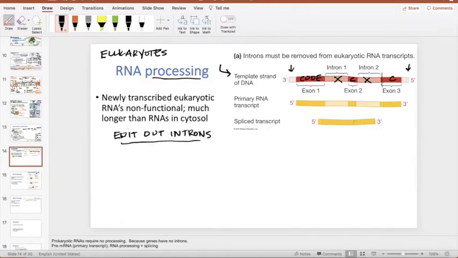The way that we figured out this was happening is that we noticed that newly transcribed eukaryotic RNAs were not functional. And if we compared the eukaryotic RNAs in the nucleus, they were longer than the RNAs that are in the cytosol. The reason for that is because we've edited out these regions while this thing is still in the nucleus. So this process of editing out the introns is called splicing.